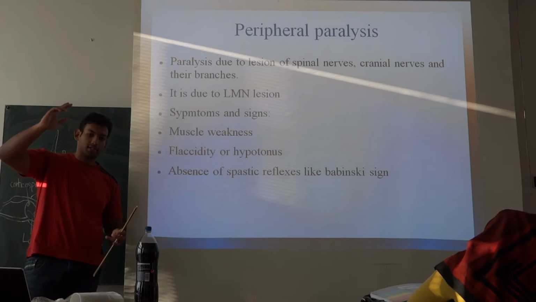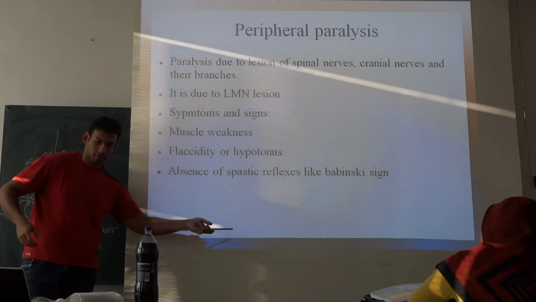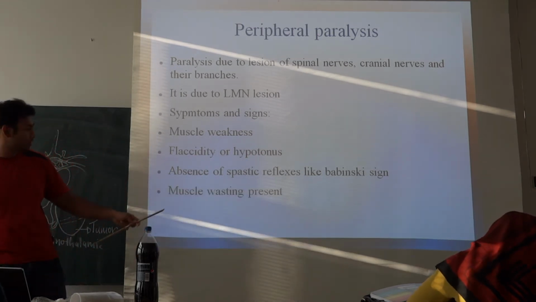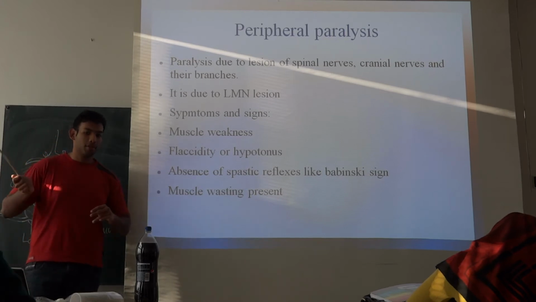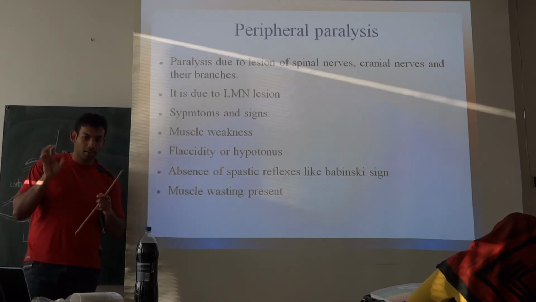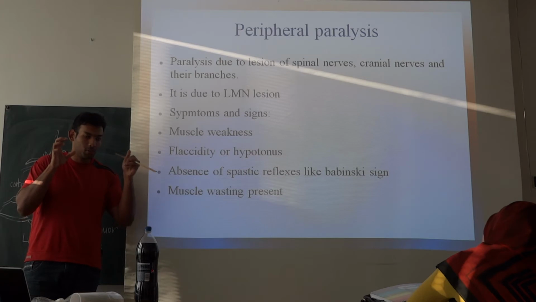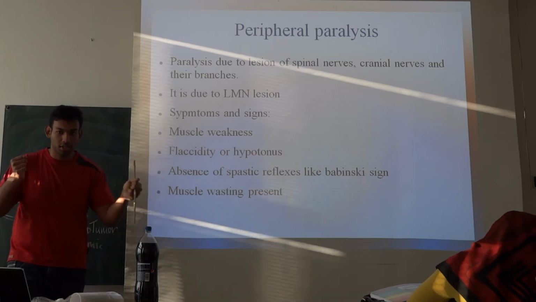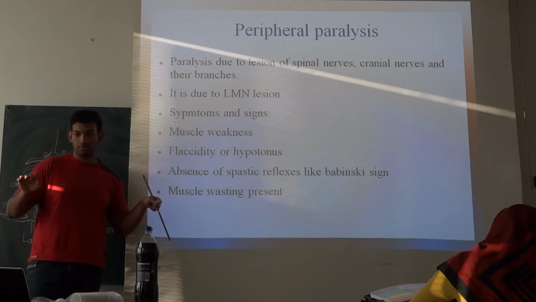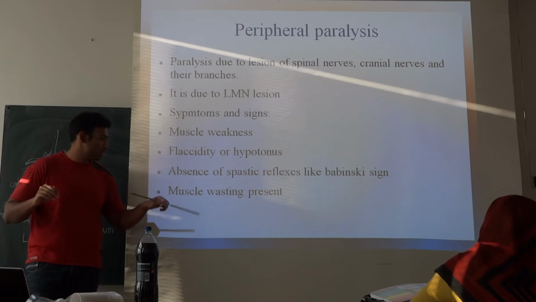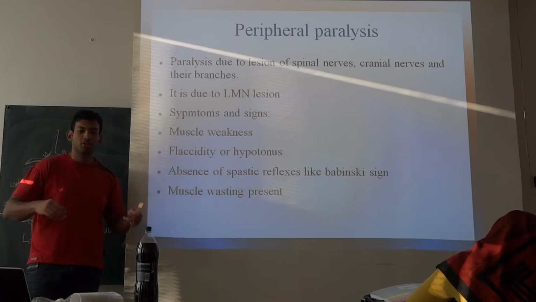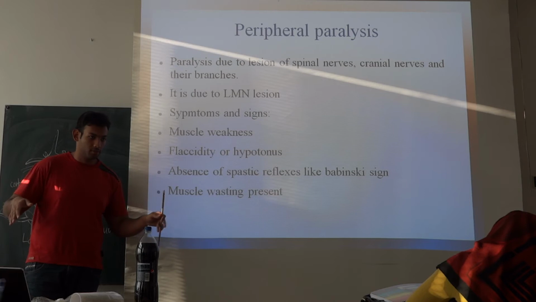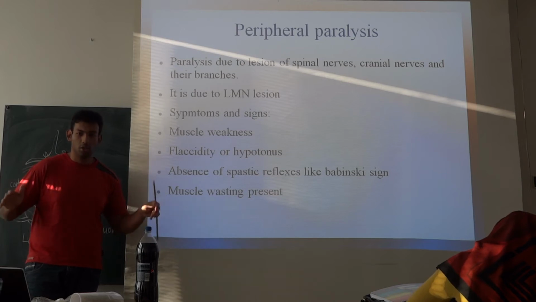I told you in the other one there is presence of spastic reflex, here there is absence of spastic reflex. Now, muscle wasting. Previously, the alpha motor neuron kept firing, so there was tone and your muscle was being used a bit even though you're not using it. In this case, that's gone completely. So the muscle is not being used at all, and it starts to atrophy immediately. There is no impulse.